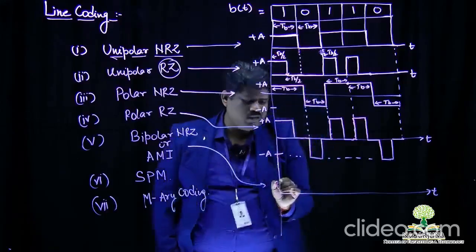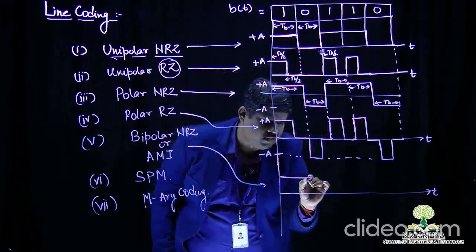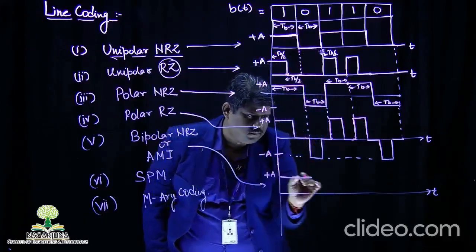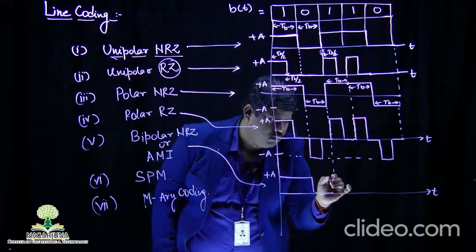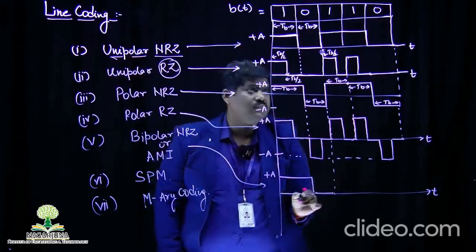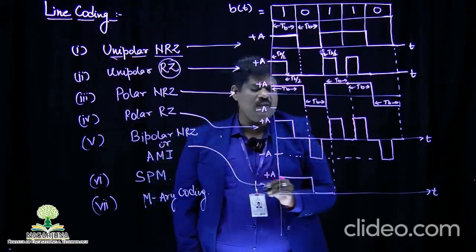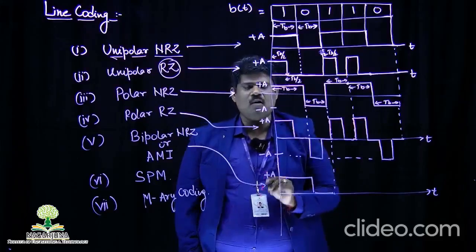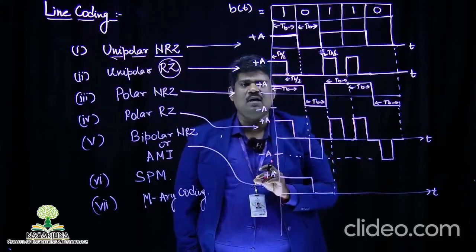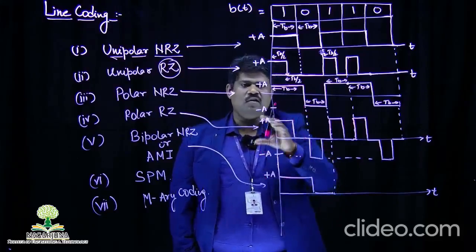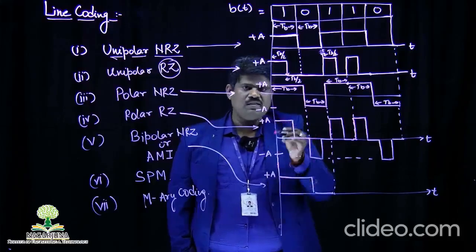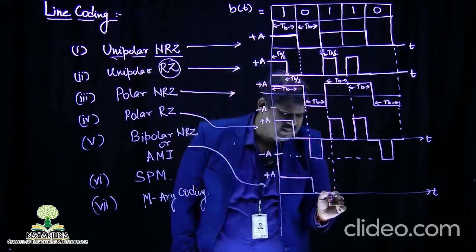Suppose this one you represent by plus A. For 0, it will be 0 as it is. Nothing will change. But when the next one comes, it will not be plus A, it will be minus A. That's why the name is alternate mark inversion. For successive ones, you are changing the polarity of the voltage level, from plus A to minus A to plus A.